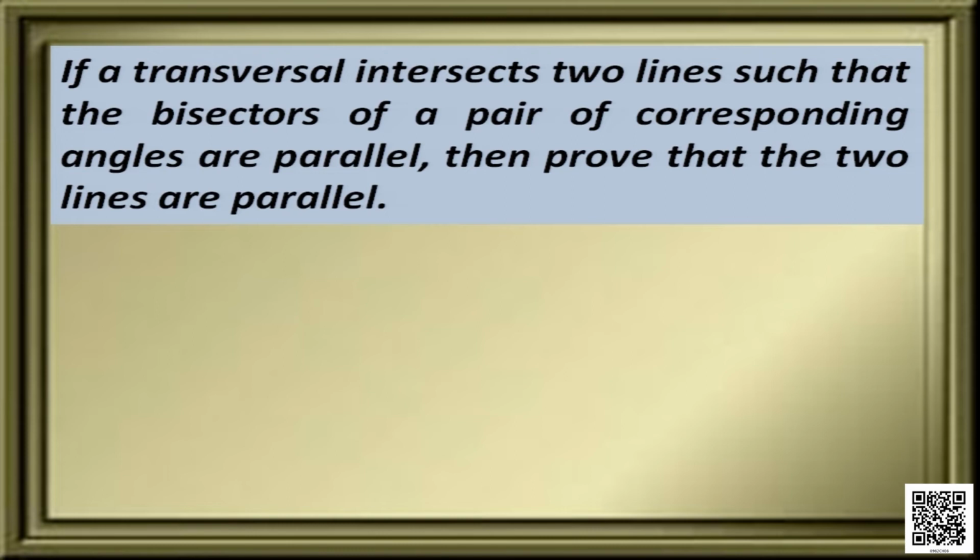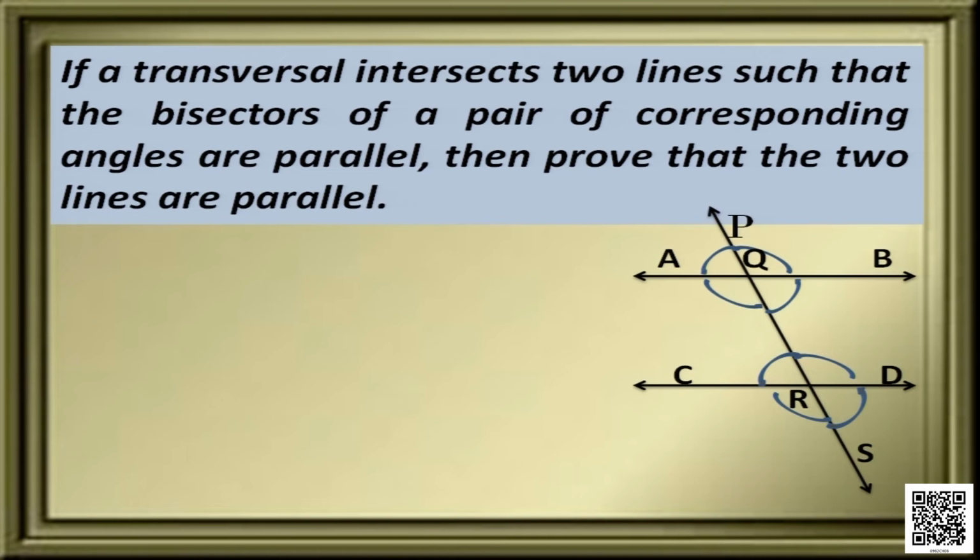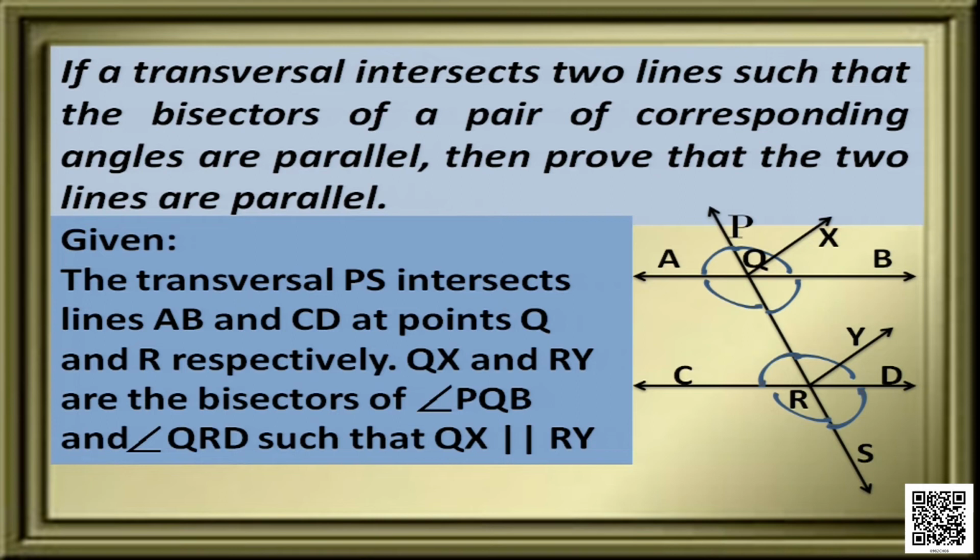Now let's consider: if a transversal intersects two lines such that the bisectors of a pair of corresponding angles are parallel, then prove that the lines are parallel. Here, this is one of the applications of these theorems. Let's have a look at the figure. Given that the transversal PS intersects lines AB and CD at points Q and R respectively, QX and RY are the bisectors of angle PQB and angle QRD such that QX is parallel to RY. Then what to prove? We have to prove that AB is parallel to CD.